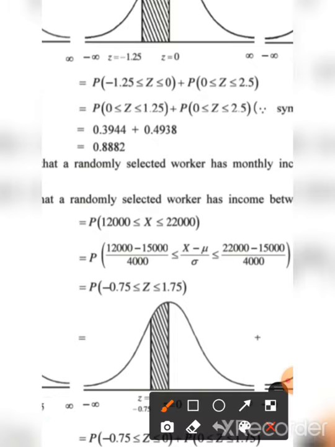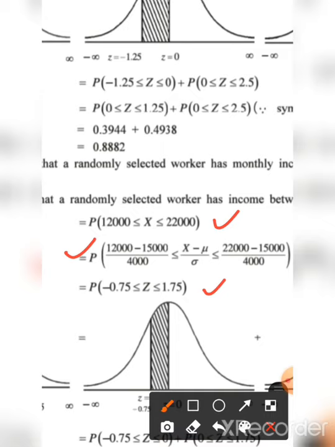Now in the second sub question, we are told to find out the percentage. So first of all, we need to have the area between 12,000 and 22,000. So how can we write it? P of 12,000 ≤ x ≤ 22,000. Put it into the formula, take the values of mu and standard deviation, and get x converted into z. So you will get minus 0.75 ≤ z ≤ 1.75.